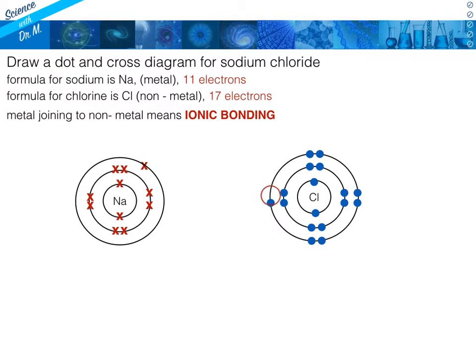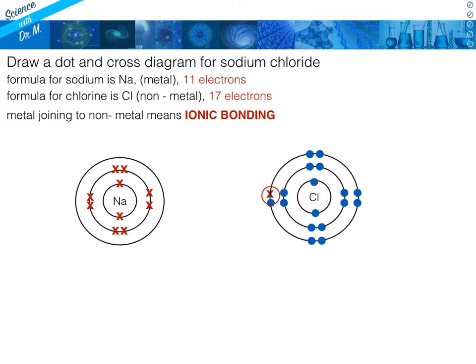If we look at the chlorine, there is a space there where there is an electron missing. So what happens is the electron from the sodium moves across and becomes situated in that space in the chlorine atom that wants that extra electron. Now look at the situation we've got. We've now got sodium with a full outer shell. It's the second shell, but it's full, which is great. And we have chlorine also with a full outer shell.